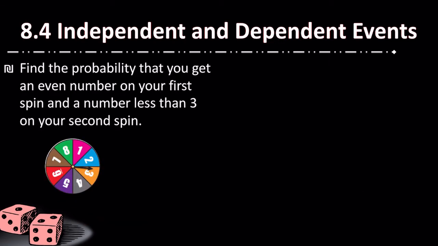All right, so here's a spinner numbered 1 through 8. We're going to find the probability that we get an even number on our first spin and a number less than 3 on our second spin. So first of all, we have to decide whether this is independent or dependent. So does spinning it once change what's going to happen when you spin it again? Nope. So that makes it independent because the spinning doesn't affect what happens next.